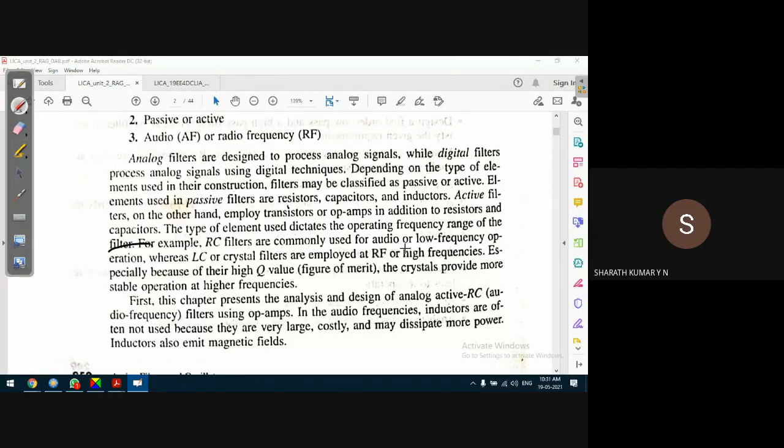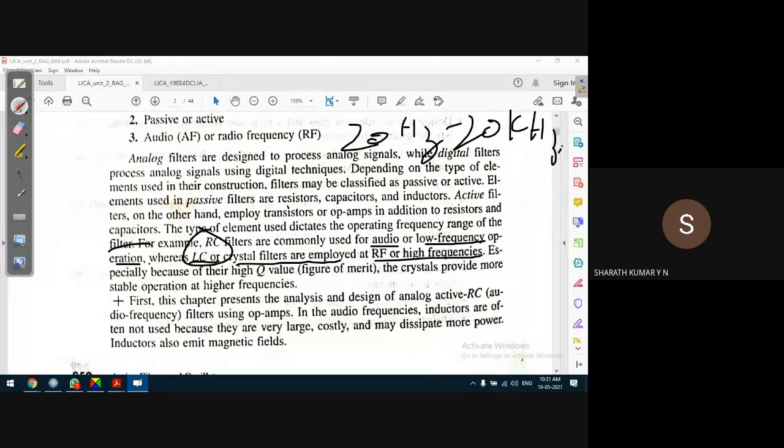RC filters are commonly used for audio or low frequency operations, anywhere between 20 hertz to 20 kilohertz, that is the audio frequency range. Whereas for higher frequencies, LC filters or crystal filters are employed at radio frequency range or above that. Why? Because of the Q value of the LC components. In RC there is not much effect of Q, whereas when LC components are used, the Q, the figure of merit of a coil, matters.